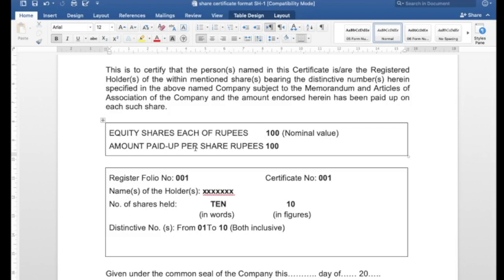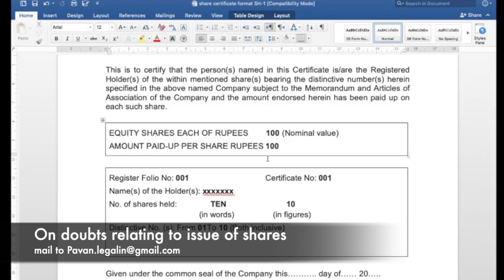And how much he has paid for that one particular share, the money he has paid for buying one share, you have to mention here. So here again I'm mentioning it as 100. So one share is bought for rupees 100.